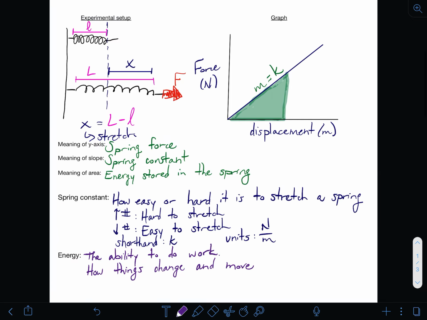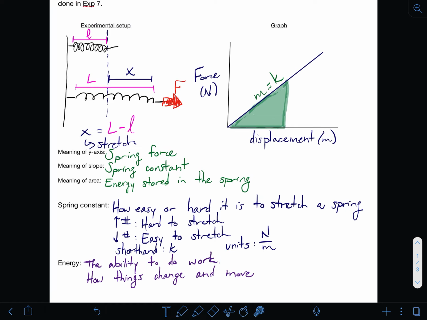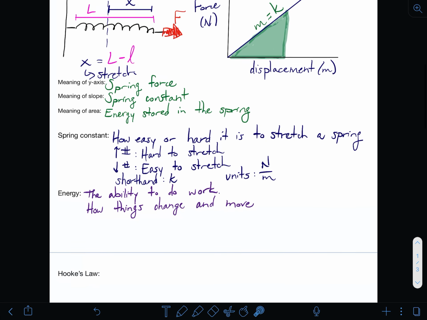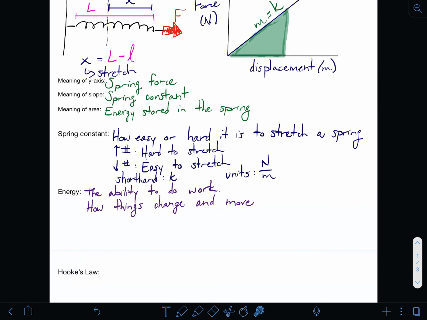Right? In this particular lab, we had energy in our spring when we changed its shape. It went from being one shape to another shape, and when we changed its shape, all of a sudden it was able to store all of this energy. Things can also be moving, and when they're moving, they have energy. The location of an object can lend itself to having energy. There's a lot of different ways for an object to have energy, and a kind of general way to think about it is to think about energy as how things can change and move.